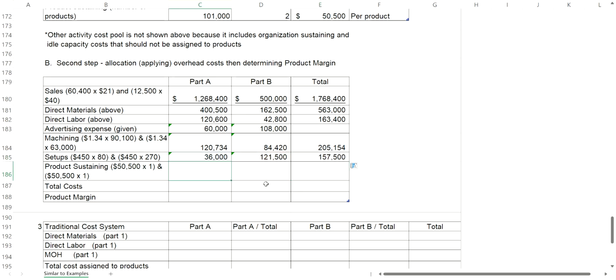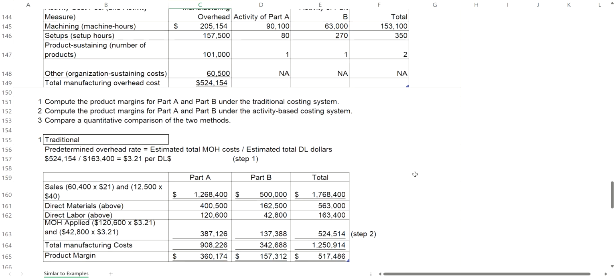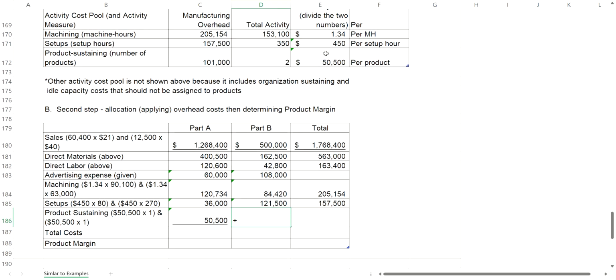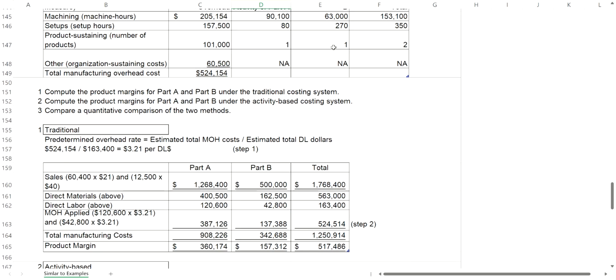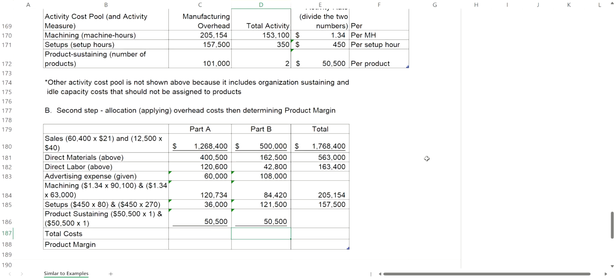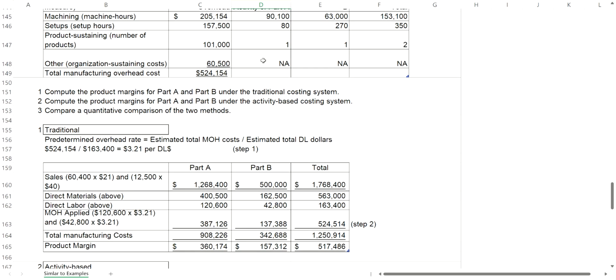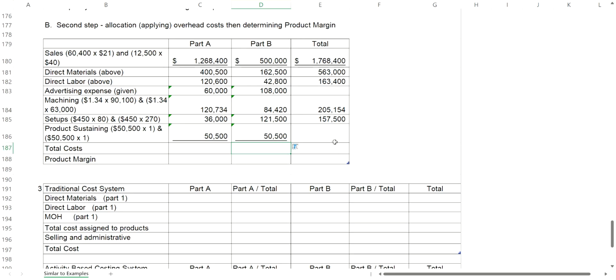For product sustaining, it's 50,500 per number of products. And for A, we just had one. And same thing for B, 50,500. And for B, we just had one. Okay. Now, again, we're not breaking this down any other way because it can't be broken down with A and B. So we just have to do the three. Okay, and I'll add these together.